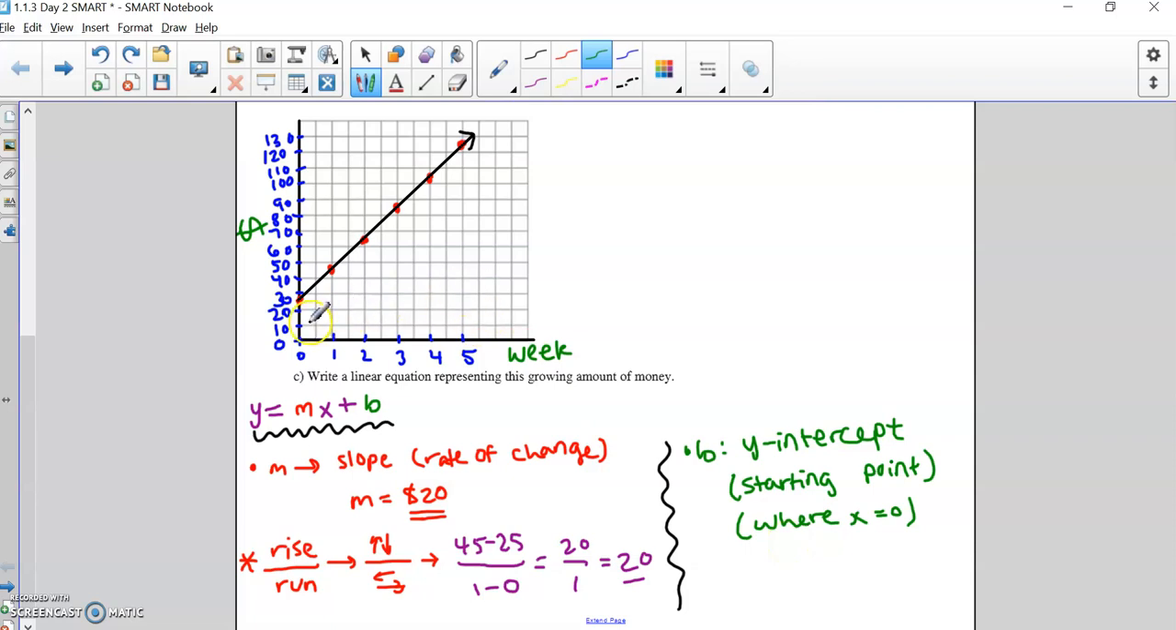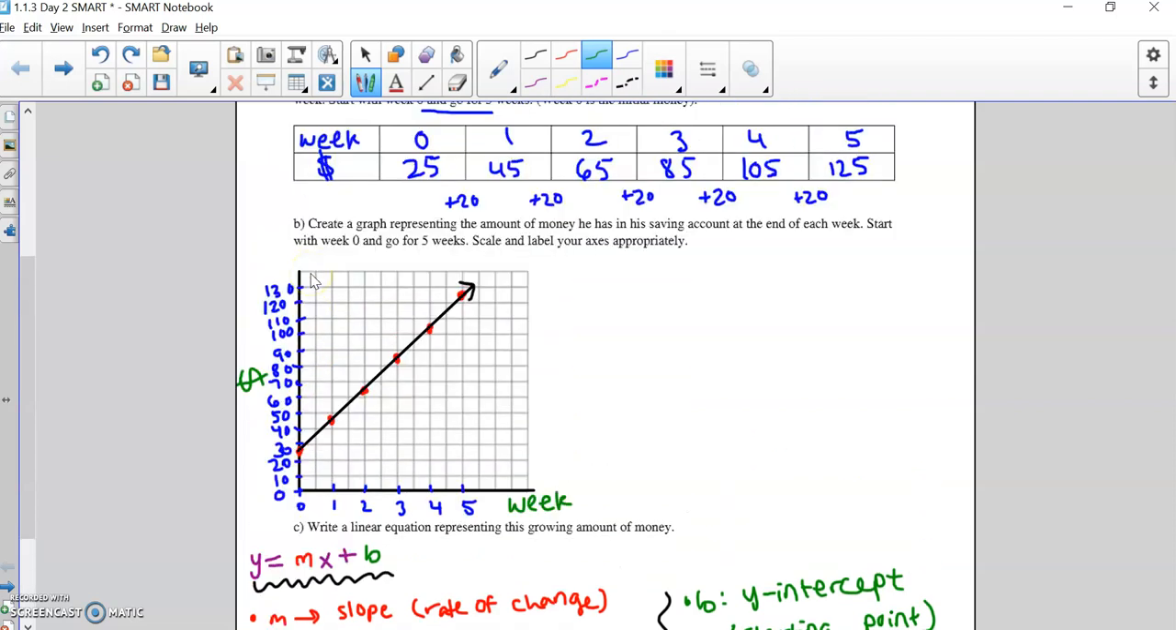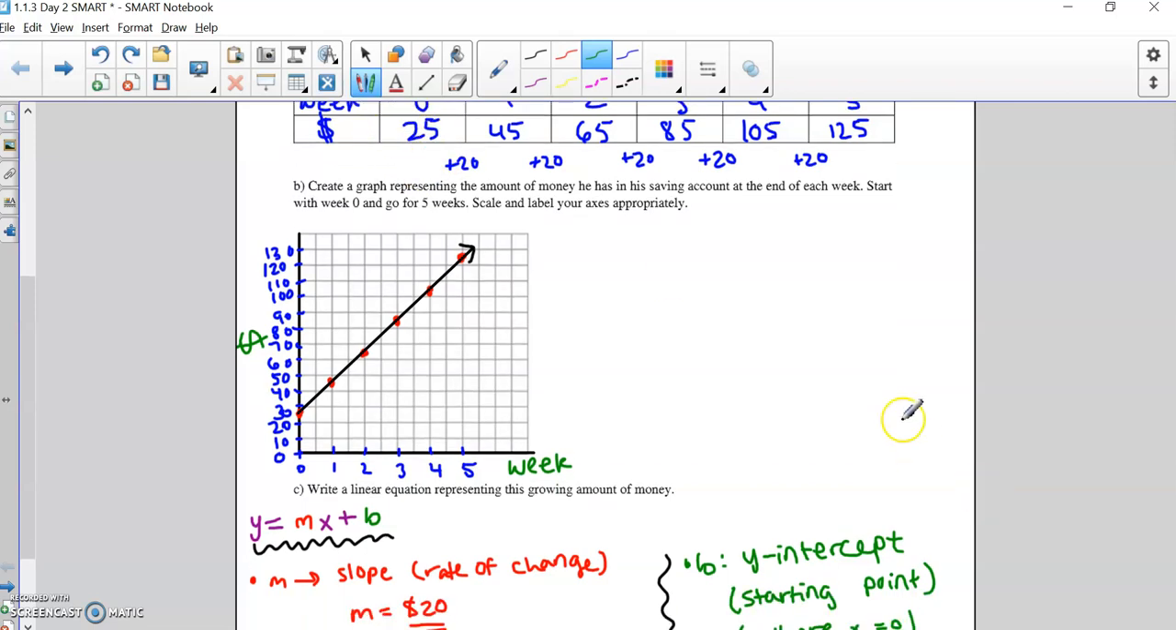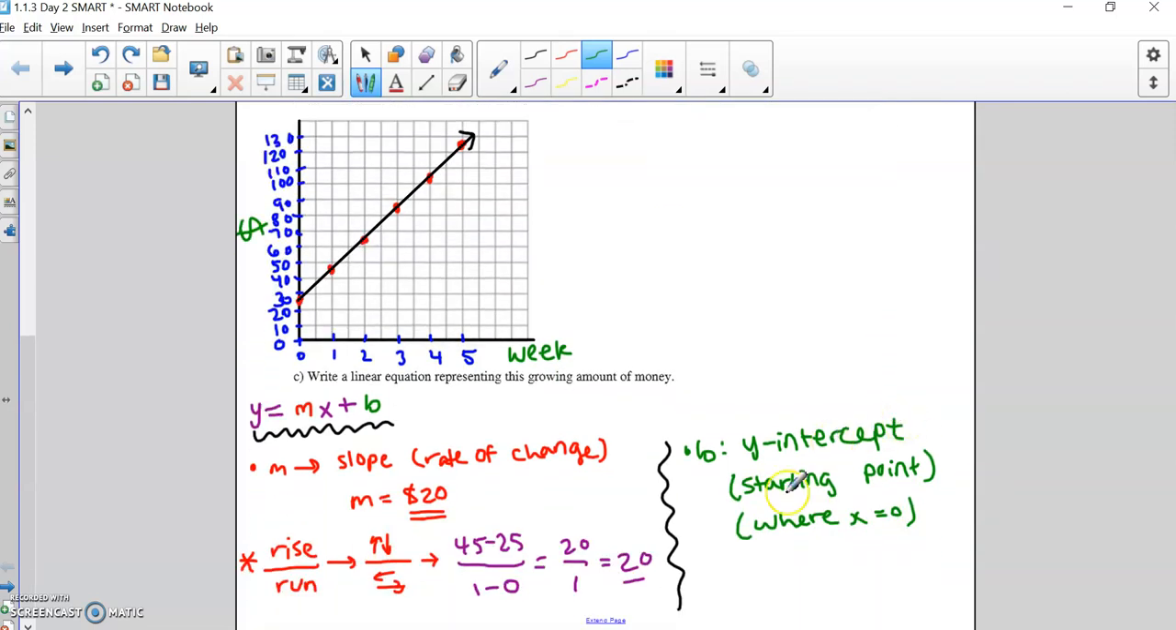Now, when we try to find our y-intercept, that means it's where we hit the y-axis, right? So the point on the y-axis is this guy right over here. That's going to be our y-intercept. So if we look up at our table, we realize that the starting point at week 0, right, that's our x of 0, is $25. So we know that our b is going to be 25, because that's how much we started with.